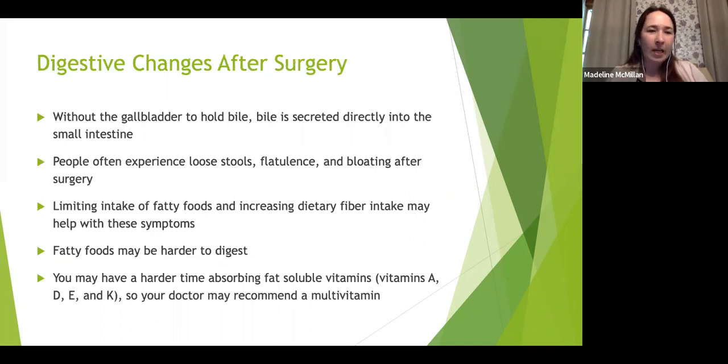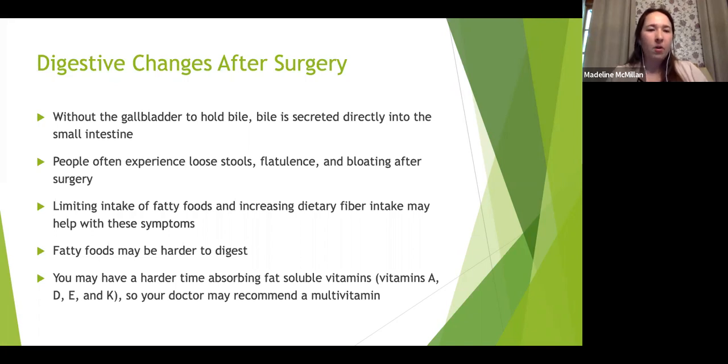So there are a few changes that occur after you have this cholecystectomy surgery. Like we talked about before, the purpose of the gallbladder is to act as a reservoir for bile. So without that reservoir, the bile is going to be secreted directly into the small intestine. The bile is still being made by your liver, but it just goes right into your intestine instead of being held until meal times.